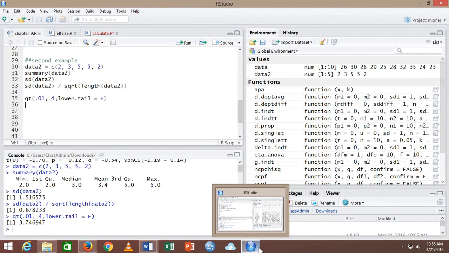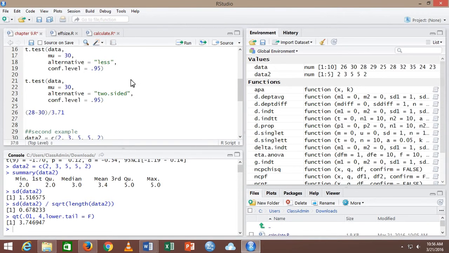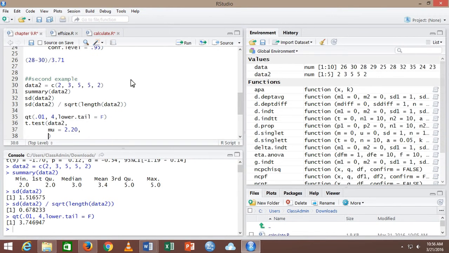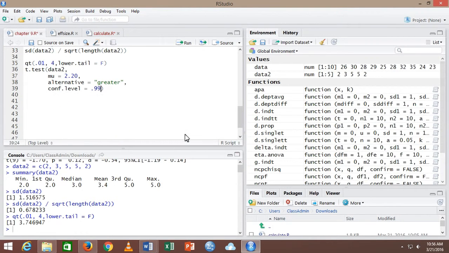So let's use ttest to come up with t. So ttest. First thing is the data set, so it's data 2 in my example. I don't remember all of them. Mu equals 2.2. Alternative, this time it's greater. And then conf dot level equals 0.01. Oop, no, I lied to you. It's 1 minus alpha, so 0.99.